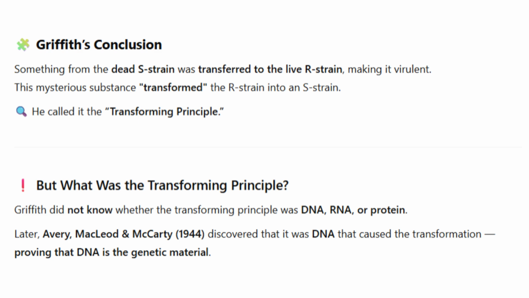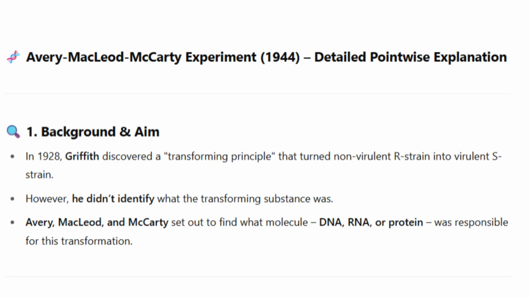Griffith's conclusion: something from the dead S strain was transferred to the live R strain, making it virulent. This mysterious substance transformed the R strain into an S strain. He called it the transforming principle. But what was the transforming principle? Griffith did not know whether it was DNA, RNA, or protein. Later, Avery, MacLeod, and McCarty, 1944, discovered that it was DNA that caused the transformation, proving that DNA is the genetic material. Avery-MacLeod-McCarty experiment, 1944.